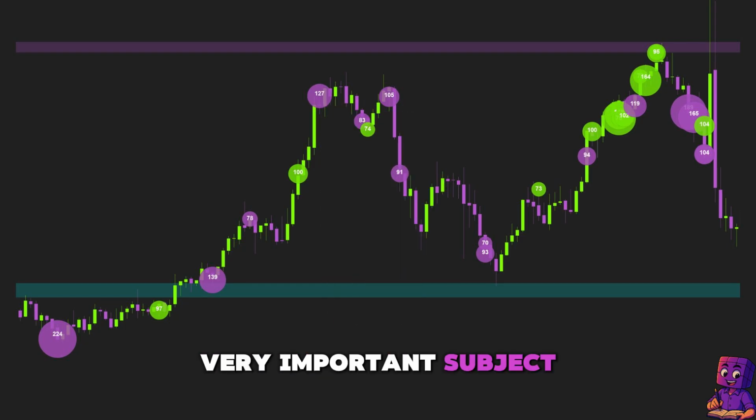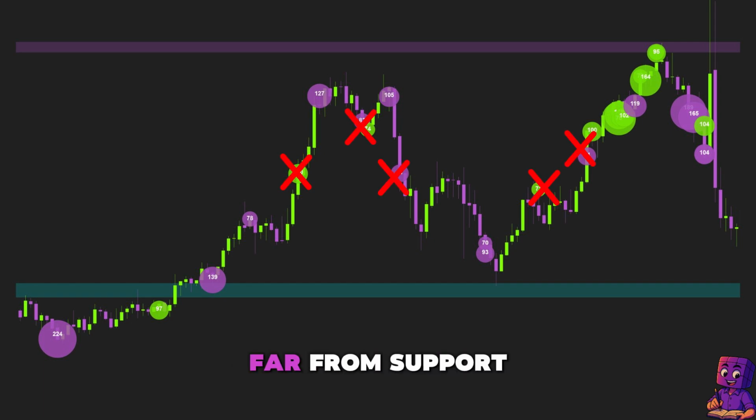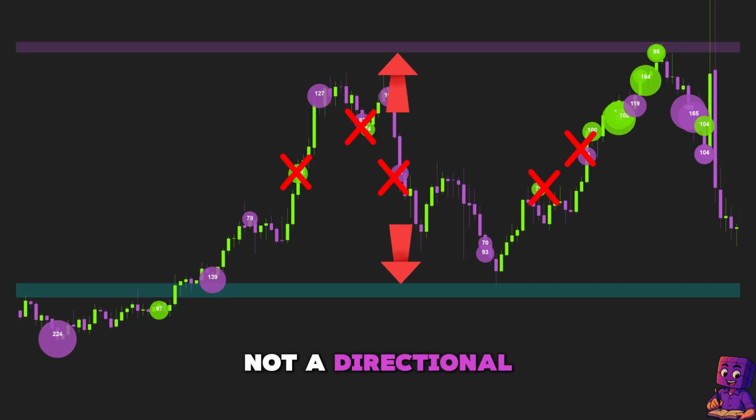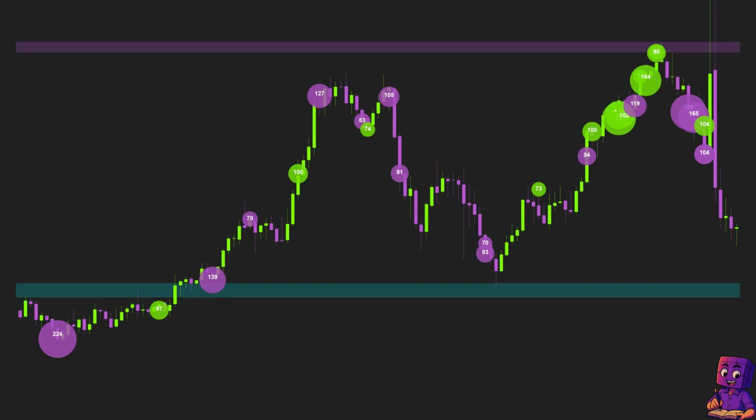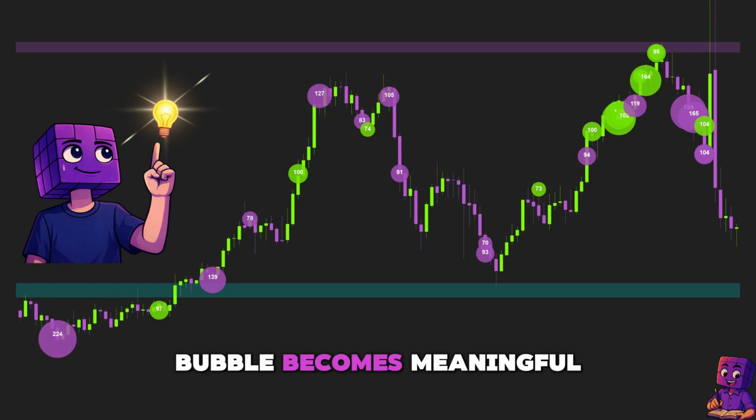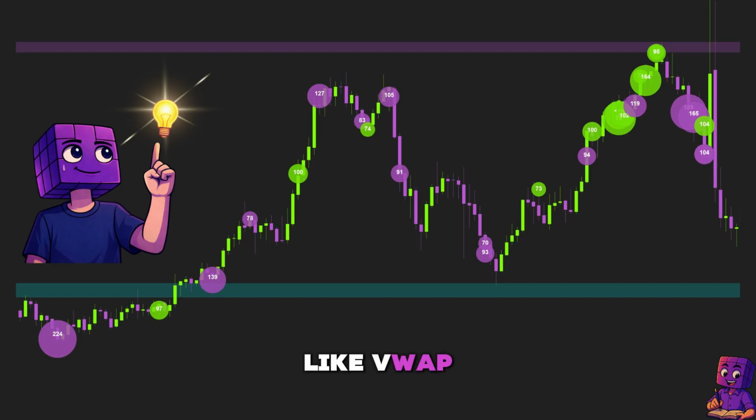When a bubble is not a signal. This is a very important subject. We don't trade or jump on every bubble. A bubble appearing in the middle of a range, far from support or resistance, usually signals buyer-seller balance, not a directional edge. Key rule from the playbook: if there is no follow-through, ignore it. There are also exceptions. A big trade bubble becomes meaningful only if it aligns with another key level, like VWAP or a high-volume node.